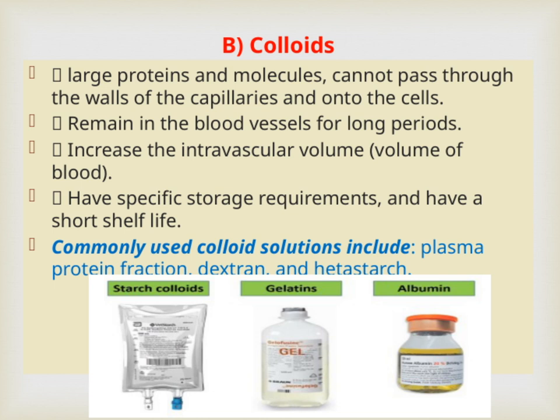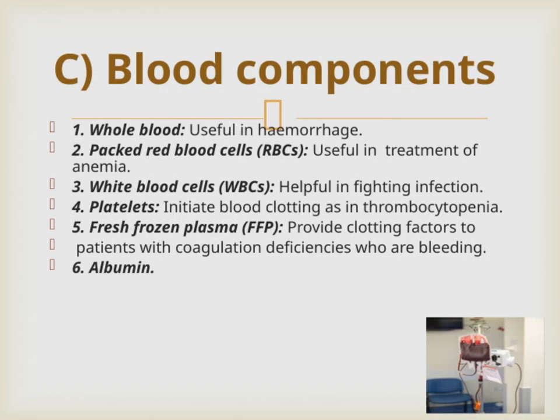ensure adequate circulation. Now let's take a closer look at the different blood components and their specific roles. First, we have whole blood, which is particularly useful in cases of hemorrhage because it provides all the necessary elements to replace lost blood volume and components. Next, packed red blood cells, or RBCs, are mainly used to treat anemia, where the patient's red cell count is low, helping to restore oxygen-carrying capacity.